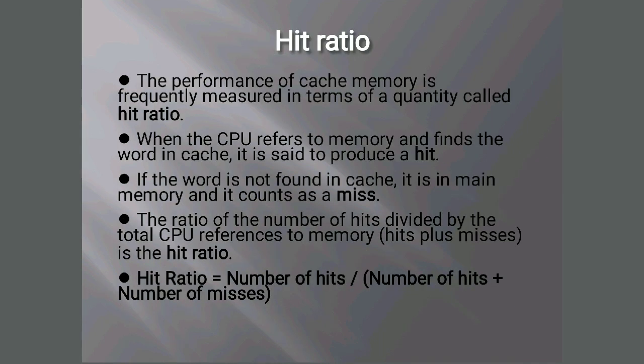Hit ratio. The performance of cache memory is frequently measured in terms of a quantity called hit ratio. When the CPU refers to memory and finds the word in cache, it is said to produce a hit. If the word is not found in cache, it is in main memory and it counts as a miss. The hit ratio is the ratio of the number of hits divided by the total CPU references to memory.